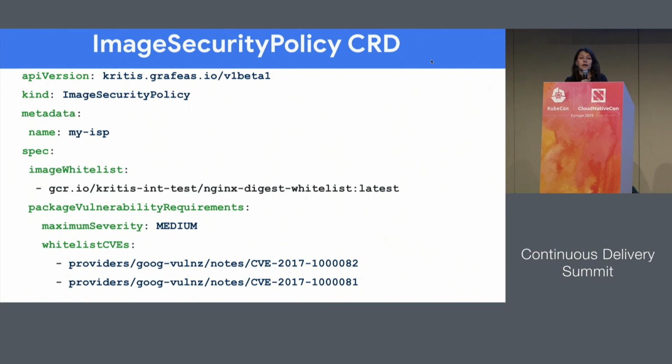Now this is what an image security policy, for instance, looks like, where we give it a name. The kind is ImageSecurityPolicy. The name is something like my-image-security-policy, ISP. Now we can whitelist images, and we can say we will tolerate no more severe than medium severity of vulnerabilities found in the image, and then whitelist some vulnerabilities. That's just an example, and it could be very expressive.